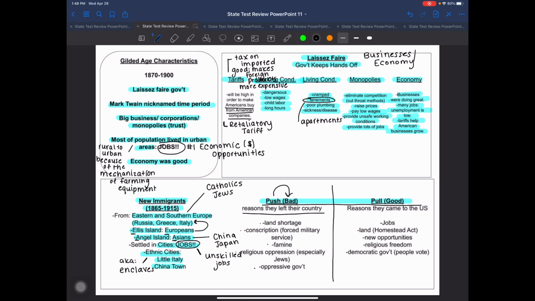And the pull, that's the good stuff. And for immigrants, the pull, these are the reasons why they came to the U.S. These are the good things that we had to offer for them. Number one, most important, was jobs. Number two actually kind of goes with our last unit.